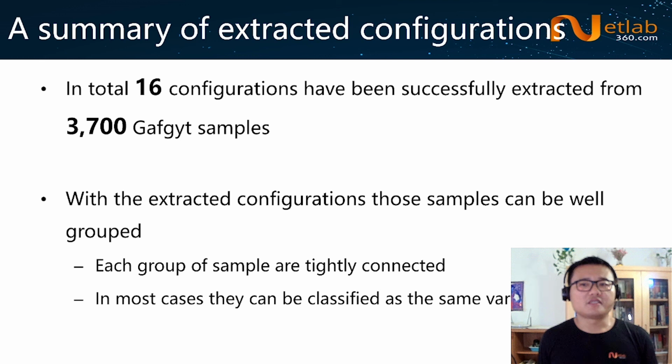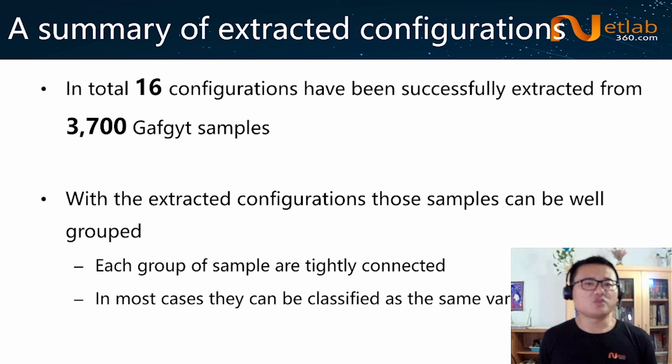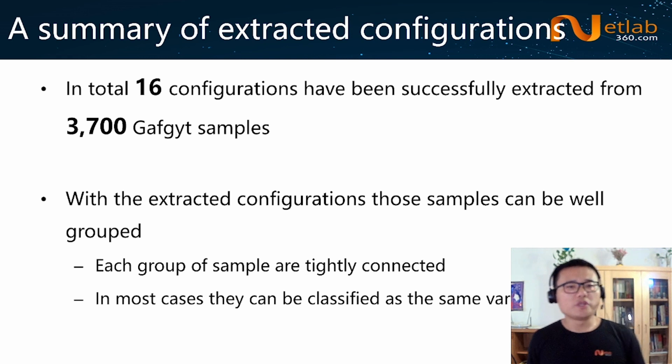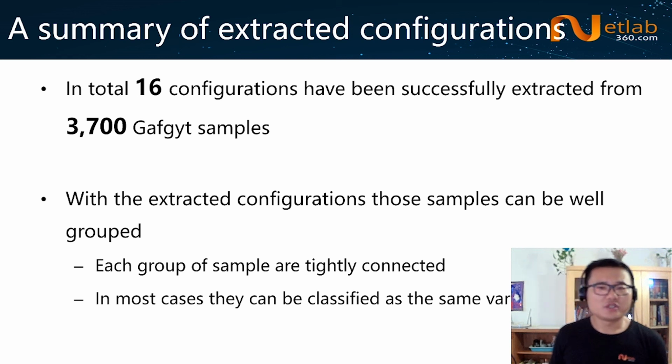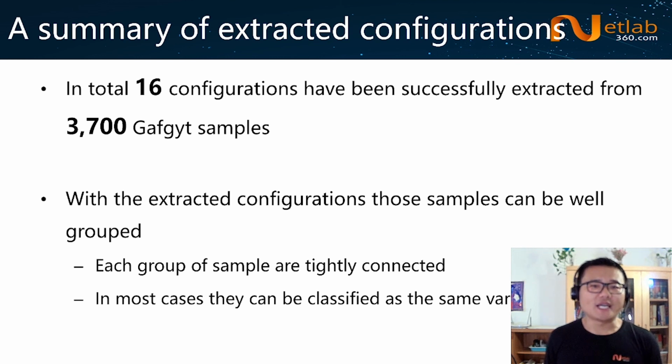I also analyzed the other variants' configurations. In total, 16 unique configurations have been successfully extracted from 3,700 Gafgyt samples. With the extracted configurations, those samples can be well grouped. It means each group of samples are tightly connected, and in most cases, they can be classified as the same variant.